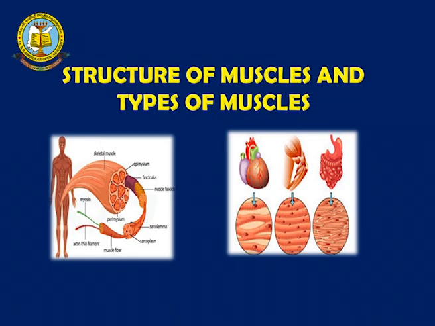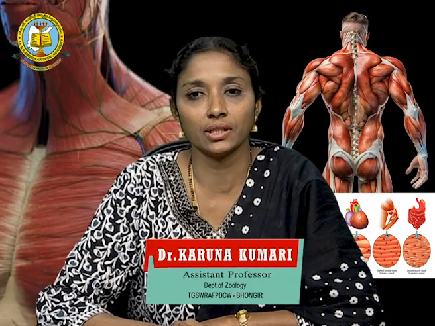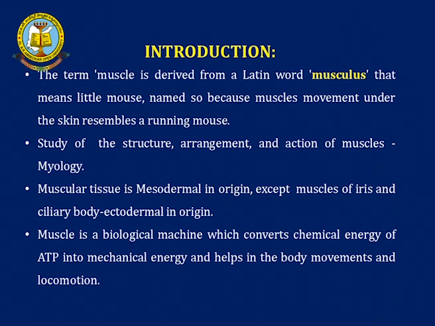Today we shall discuss the structure of muscles and the types of muscles. The term muscle is derived from the Latin word musculus, which means little mouse. It is so because muscle movement under the skin resembles a running mouse. The study of the structure, arrangement and action of muscles is called myology.